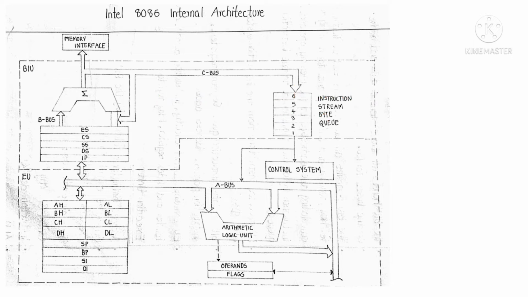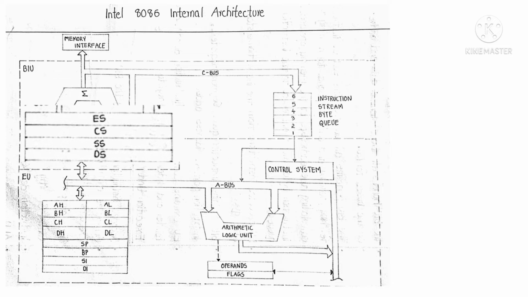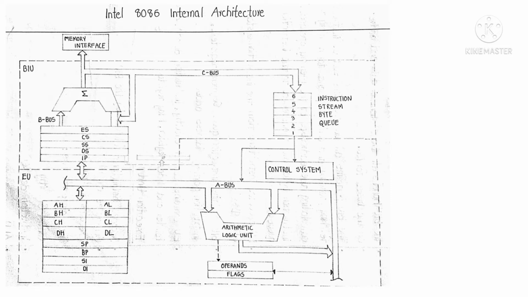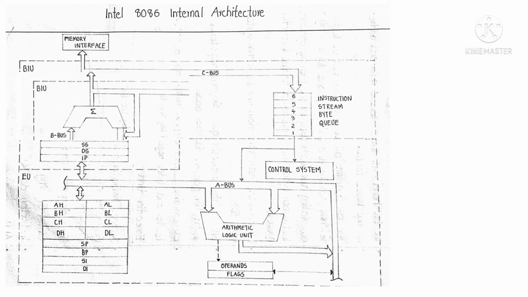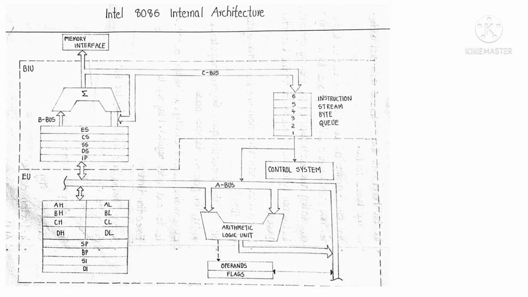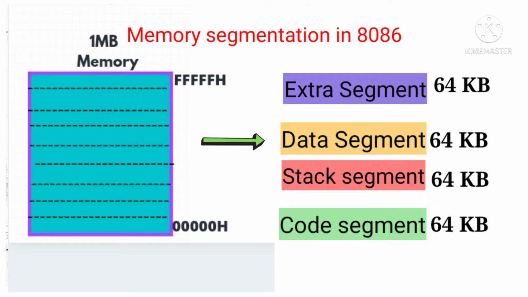See the figure. This bus interface unit consists of 4 segment registers, indicated by ES, CS, SS, DS, and then one instruction pointer IP, then one address generation unit indicated by sigma, and then one 6-byte instruction queue that is numbered 1, 2, 3, 4, 5, 6. What is the purpose of using these segment registers? We know that 8086 has a segmented memory. That is, its entire memory is divided into 4 segments: code segment, data segment, extra segment, and stack segment.